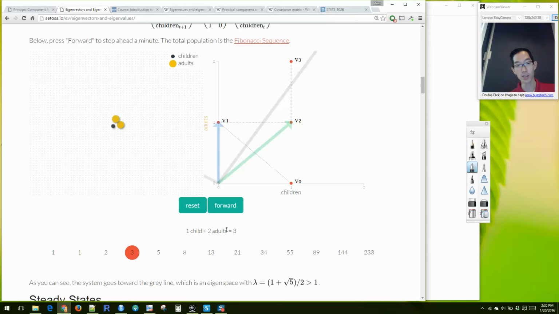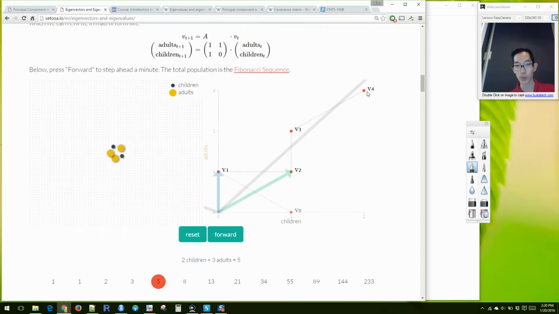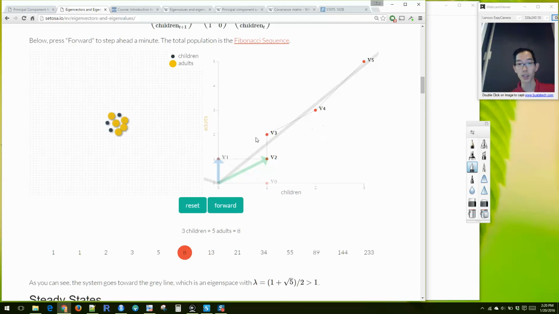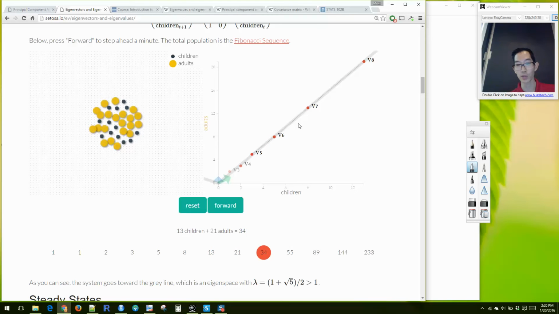And so the next step we'll have what? 2 kids and 3 adults. And then in the next step we'll have 3 children and 5 adults. And then we can see something interesting happening as I move further along the generations: I've got 8 children, 13 adults for a total of 21 people, 13 children and 21 adults.